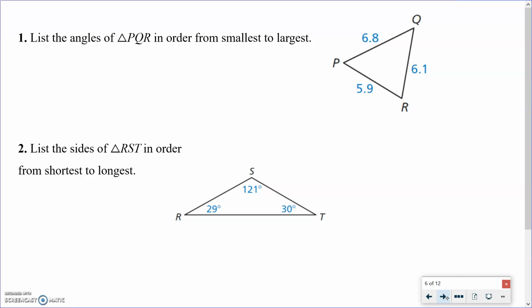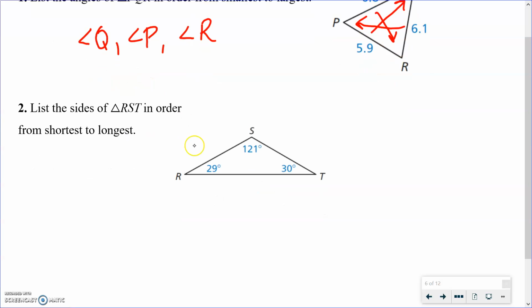Okay, so we can do that again, with sides that are already labeled, and we're looking at what they're across from. The smallest is 5.9, and that's across from angle Q, so angle Q is the smallest angle. 6.1 is the next smallest, which is across from angle P, which is the next smallest angle. And 6.8 is across from angle R, which is the largest. So the order from smallest to largest is QPR.